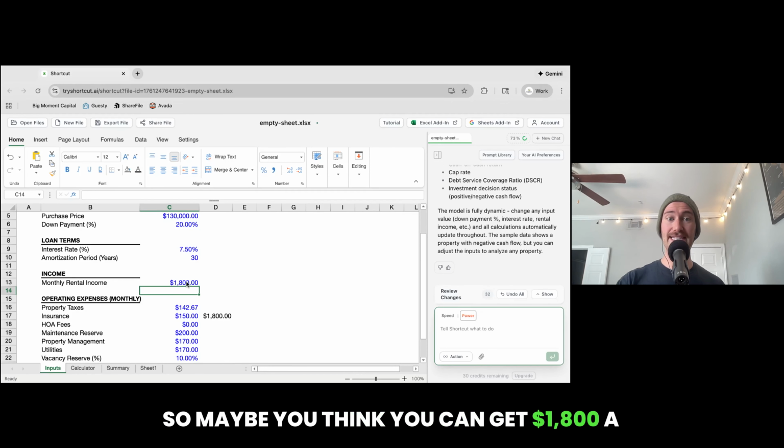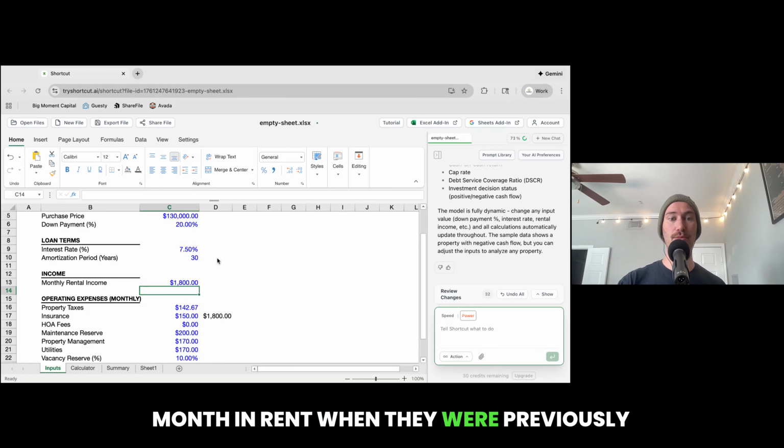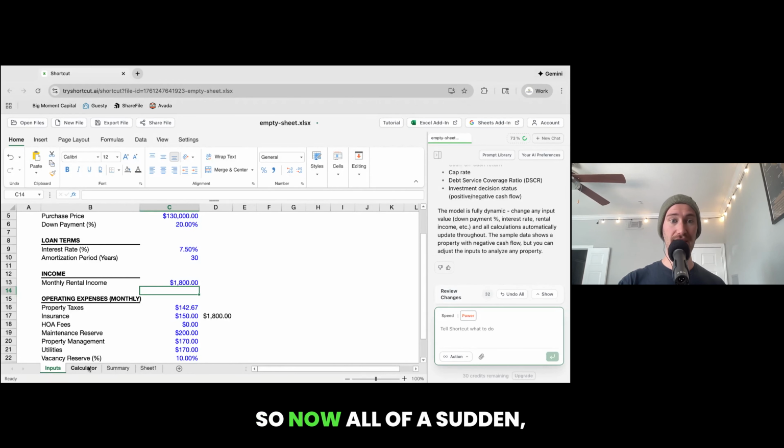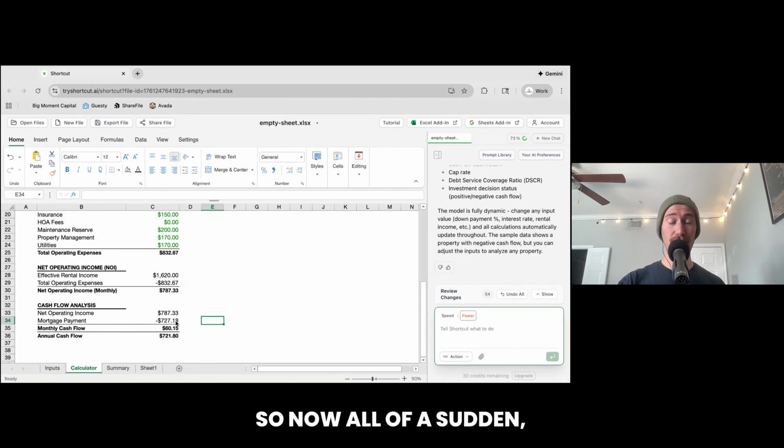Maybe you think you can get $1,800 a month in rent when they were previously getting $1,700. So now, all of a sudden, we're in positive cash flow territory, right? We are positively cash flowing $60 a month.